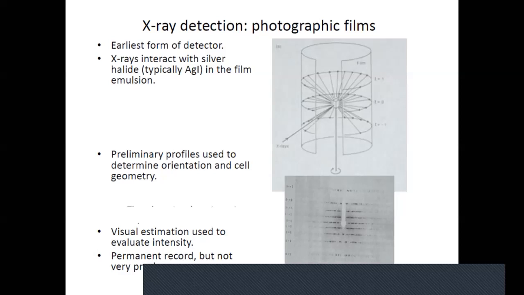So they would have to look at each diffraction image and determine the geometry, the orientation of the crystal. Now, this is a permanent record, but it's not very precise, and it takes a very long time. Imagine looking through thousands of diffraction images and trying to determine the orientation and cell geometry of the crystal. It'd take a long time.